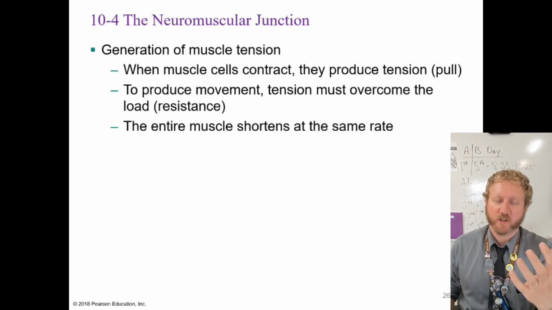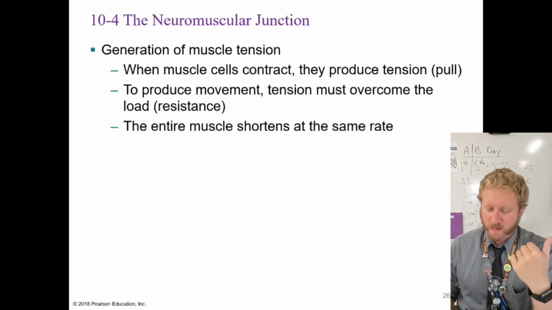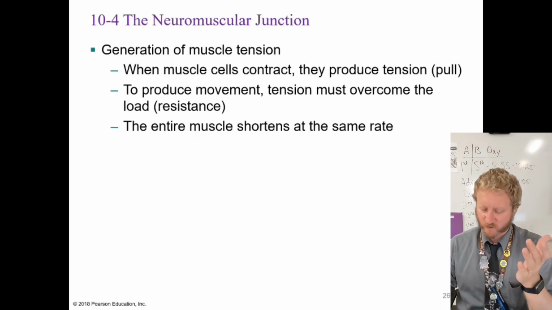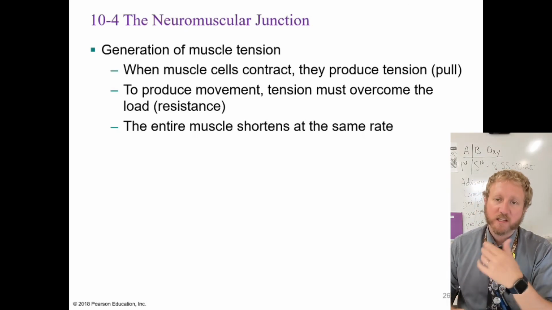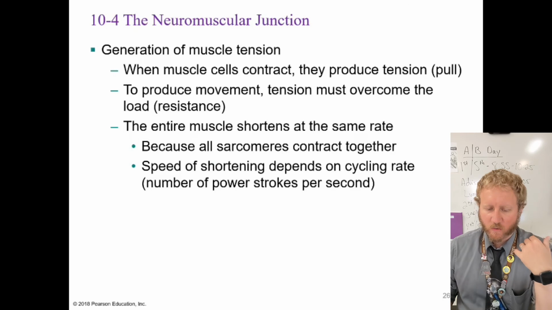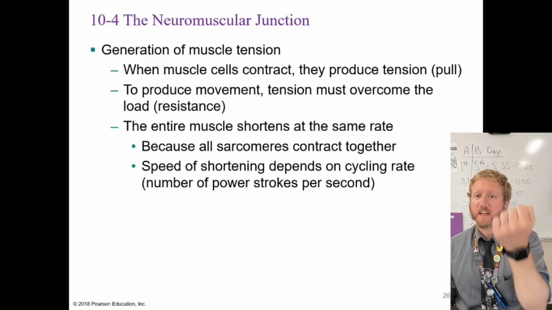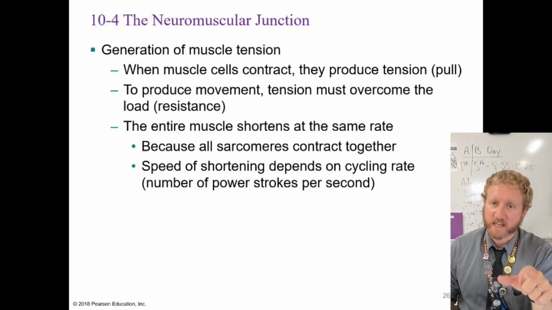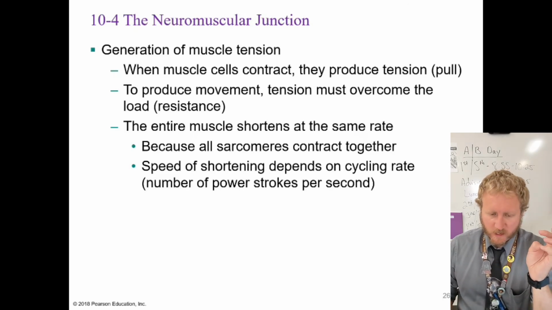The entire muscle then is going to shorten at the same rate. You don't have sections that move at different times and different rates and stuff like that. And that's because all of the sarcomeres are going to contract together. Now, how fast it shortens, how fast you move it is going to depend on the cyclic rate. That's the number of power strokes per second in that contraction rate.